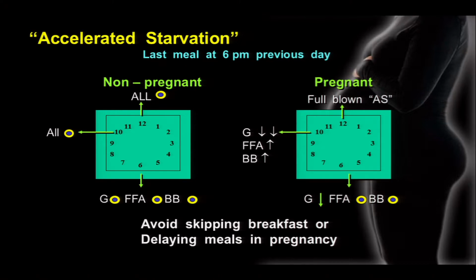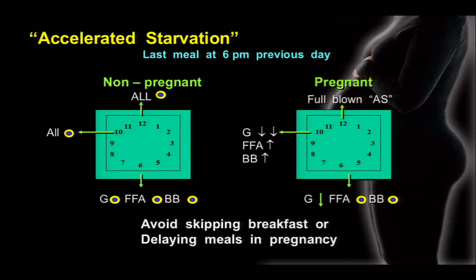Now, this is what happens in non-pregnant women. In non-pregnant women, after an overnight fast, you will find the levels of glucose, free fatty acid and beta-hydroxybutyrate are normal. They continue to be normal at 10 o'clock. They continue to be normal at 12 noon, even at 18 hours. On the other hand, if you look at the pregnant woman, after an overnight fast, her glucose levels are lower. Fasting glucose is lower, whereas free fatty acid and beta-hydroxybutyrate levels are normal.